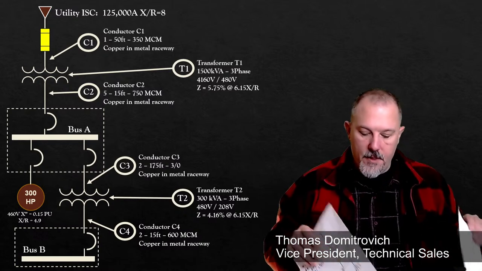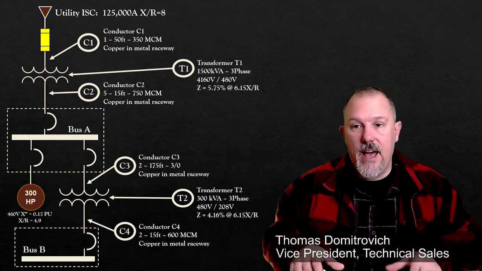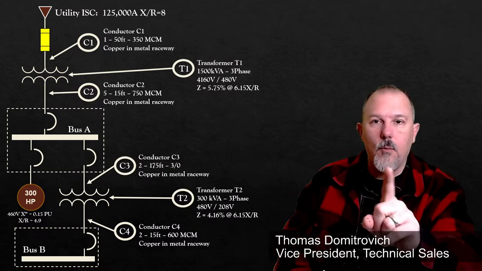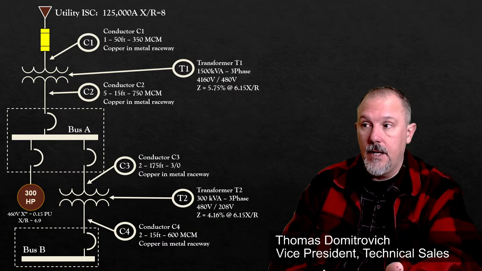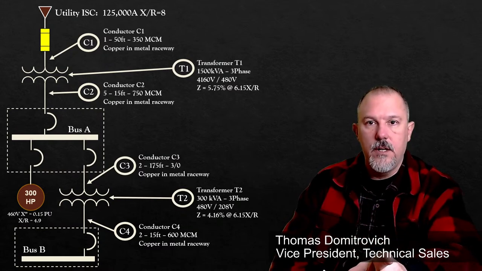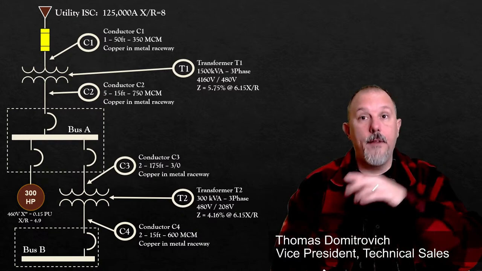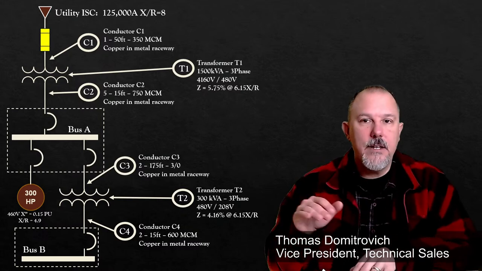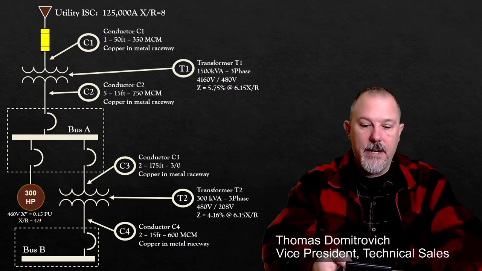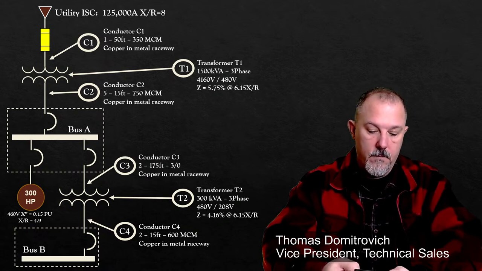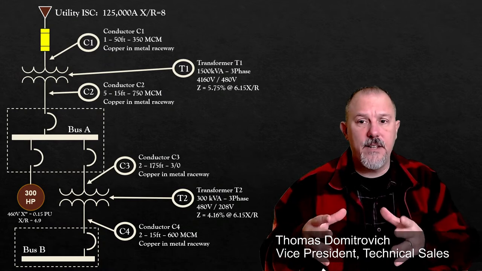So what I did for the math was I had to take the 4.16% impedance and convert that from a 300 kVA base to a 1500 kVA base. I didn't have to touch the voltage. So I had to take 4.16% impedance, or 0.0416, times 1500 divided by 300, and get a new impedance for that transformer on the 1500 kVA base. I don't have to do anything about the X to R. The X to R doesn't change. The angle is the angle is the angle. So to get the angle of that transformer, I take the inverse tangent of 6.15, and it's 80.76 degrees. So that's basically what I did for that transformer.